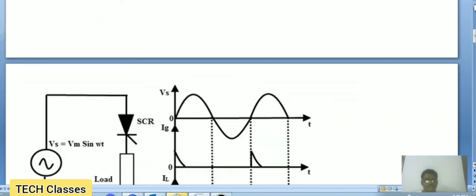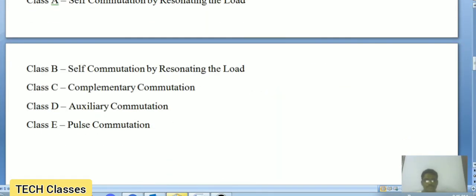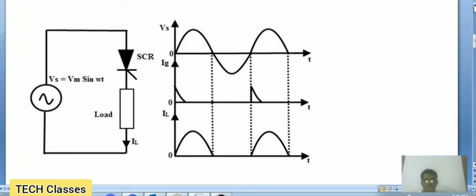So this is a natural commutation circuit and these are the waveforms. This natural commutation circuit contains the AC input supply. Natural commutation is applicable only for AC supply. So I am taking here the AC supply, that is Vs equal to Vm sin omega t. This supply is connected to the load with the help of the SCR.